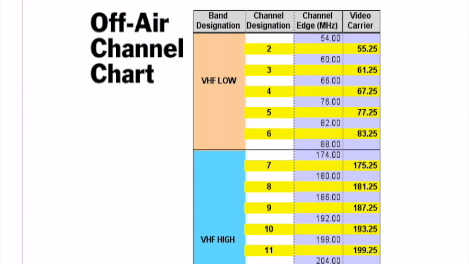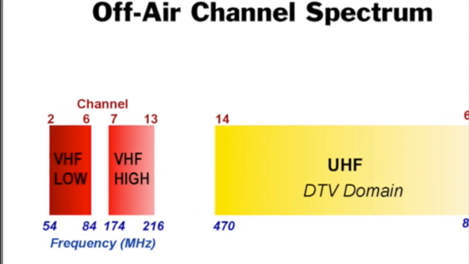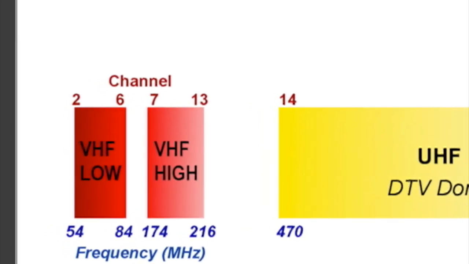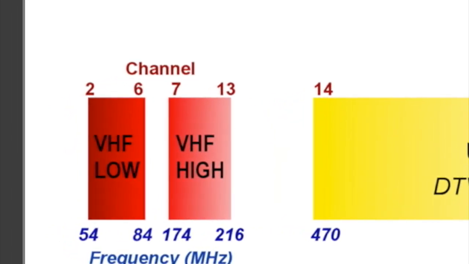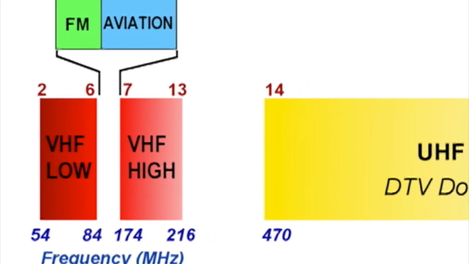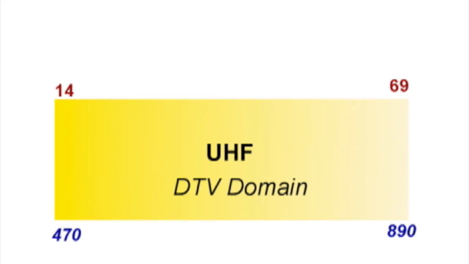This chart, similar to the one we saw for cable channels, shows the UHF and VHF frequencies for each 6 MHz TV channel. Notice that the VHF channels are divided into two groups, channels 2 through 6 and 7 to 13, sometimes referred to as the low and high VHF bands, at 54 to 86 and 174 to 216 MHz respectively. Between these bands lie a number of other radio services, such as FM stations between 88 and 108, and aviation band between 108 and 136 MHz. UHF channels 14 through 69 occupy channel frequencies from 470 to 890 MHz.